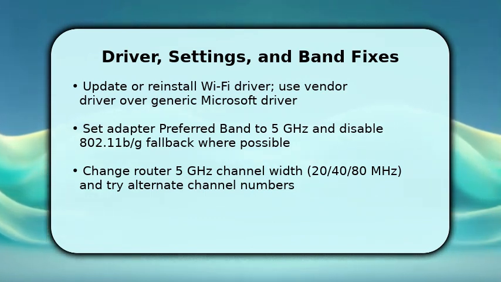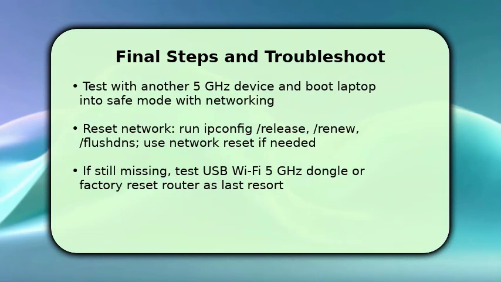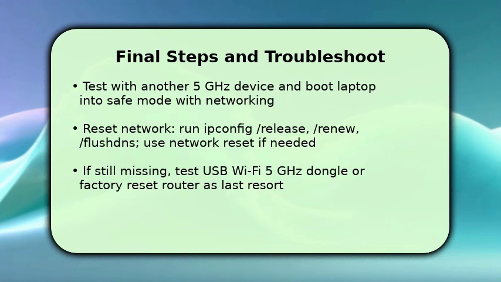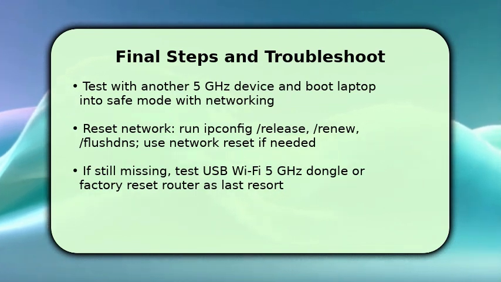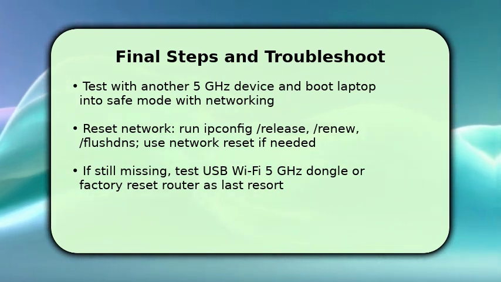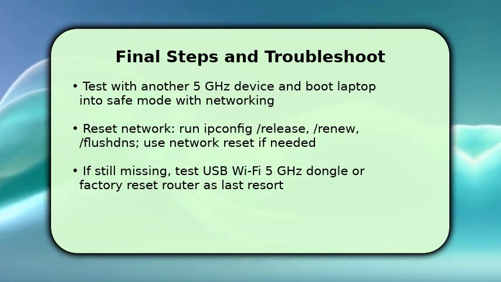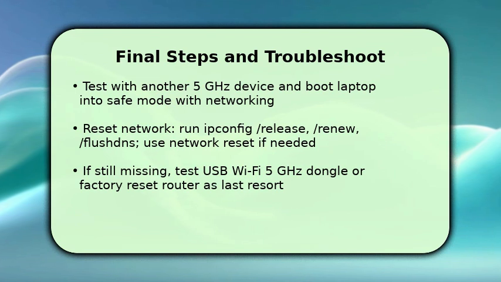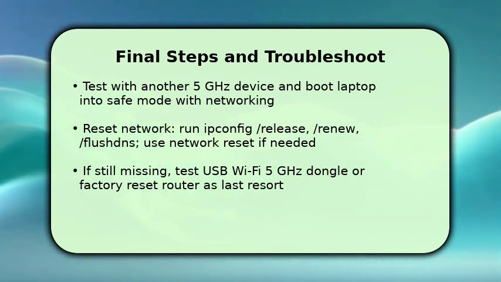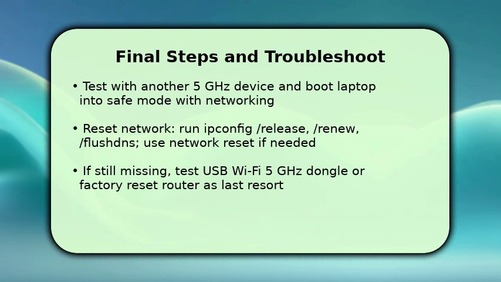Finish by isolating whether the problem is laptop or router. You should test the router's 5 GHz with another device. If it's visible there, focus on the laptop. Run ipconfig /release, /renew and /flushdns, or use the system's network reset to clear corrupted settings. Booting into safe mode with networking helps rule out third-party interference.